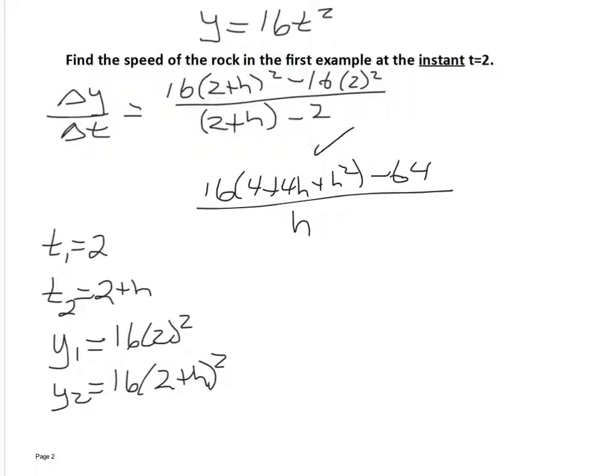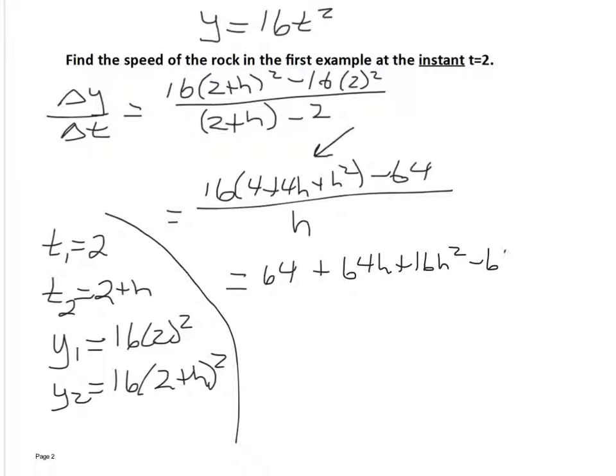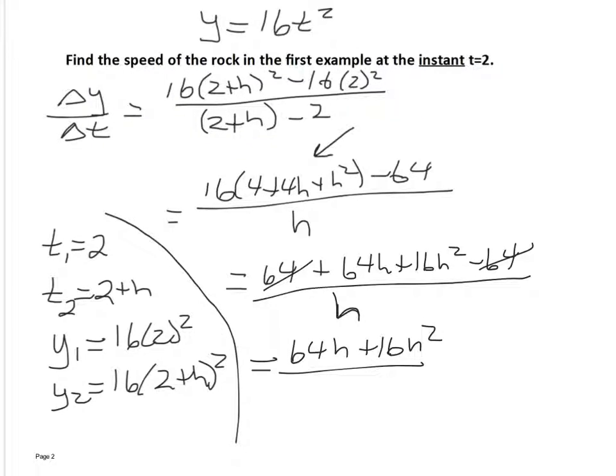Now you actually have to FOIL to get that top part. I'm going to let you try that, and you should FOIL it out and make sure you agree with me before you move on. All right, so if I go ahead and distribute that 16 in front, I should get 64 plus 64h plus 16h squared, and then minus 64. All that is over h. These guys cancel out. All right, now I have 64h plus 16h squared all over h.